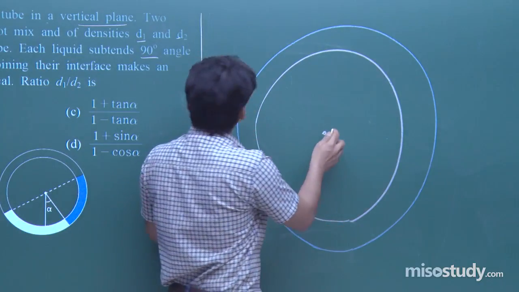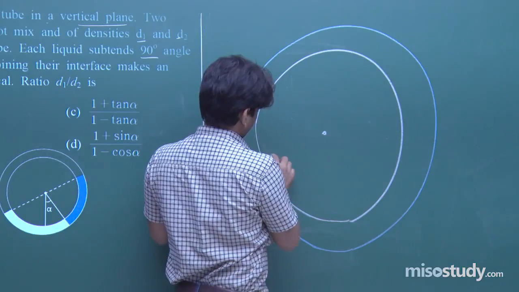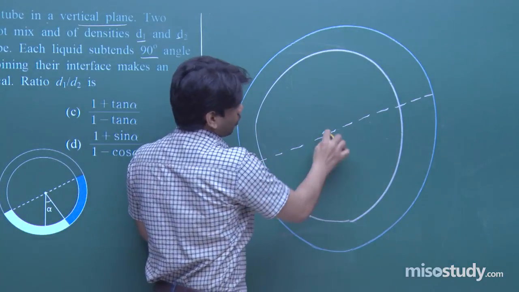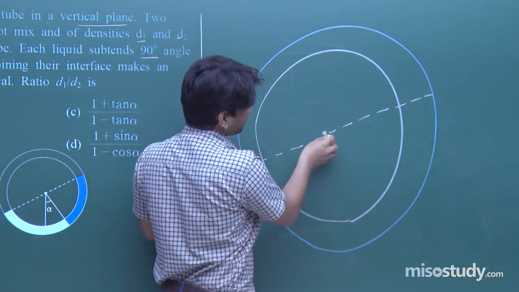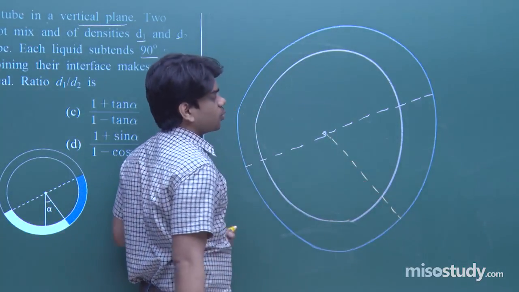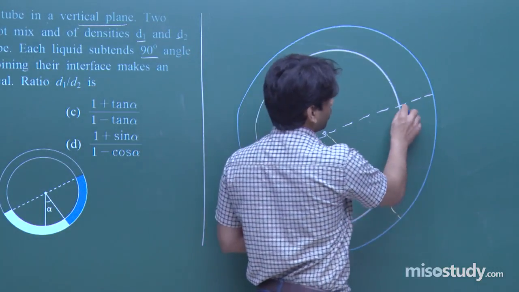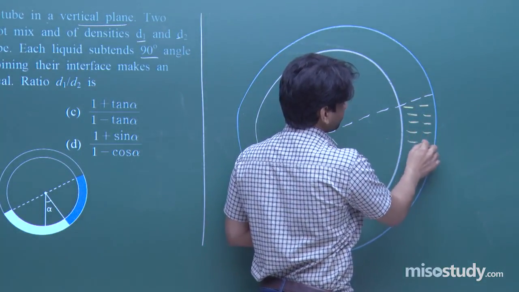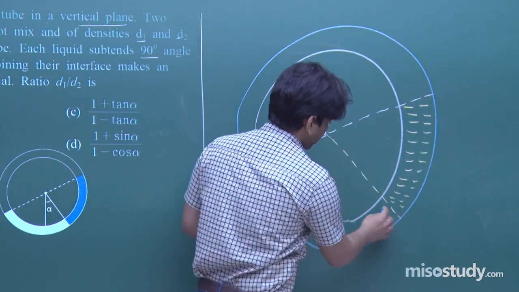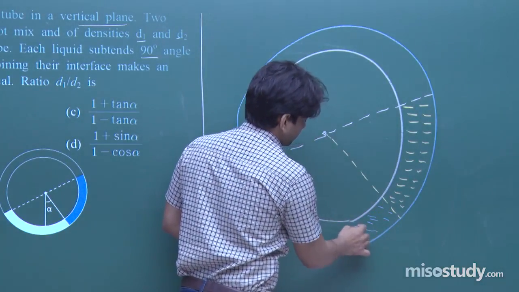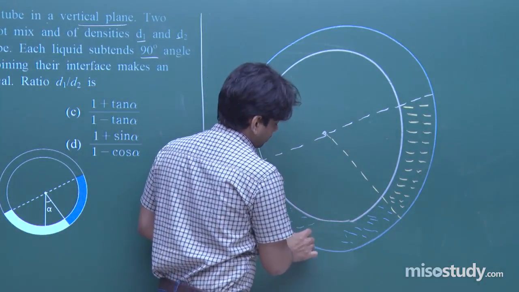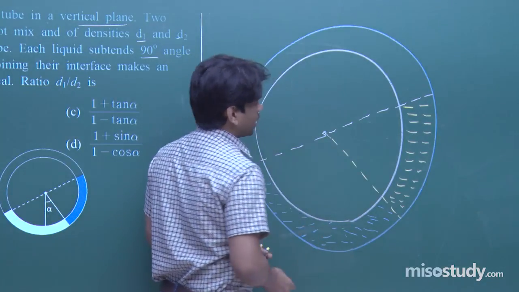Now you see here, if I join these points, one liquid is contained here and the other one is contained in this portion. This is what has been shown. So this is the one liquid and the other liquid is contained here. I am drawing the other liquid with a different color. Hope that this is clear to you all.